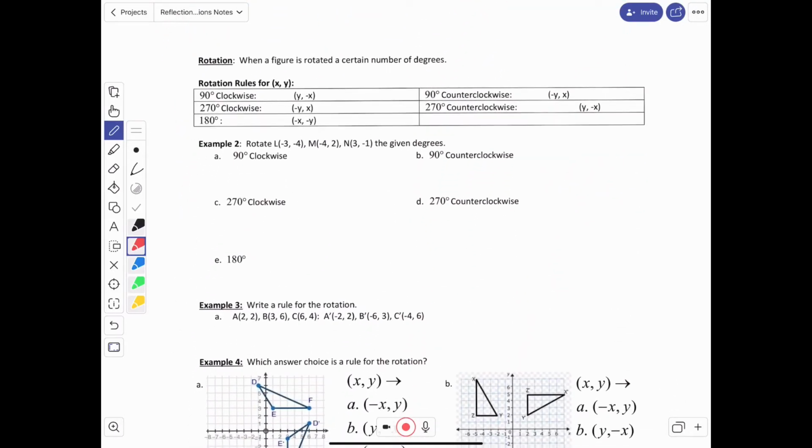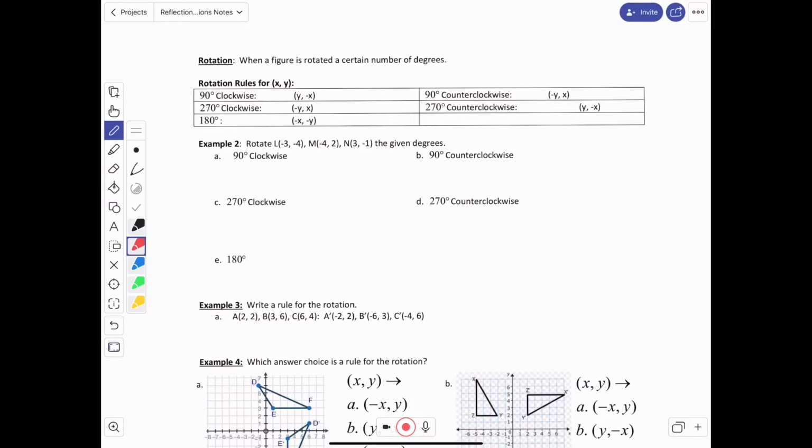Okay, so rotations. We have rules for our rotations, and these are the rules for rotations. You need to memorize these. So for 90 degrees clockwise, you switch X and Y, and you give the opposite sign to X. So if X is originally positive, you make it negative. If it's negative, you make it positive. If it's 90 degrees counterclockwise, you switch them, but then you make the sign for Y the opposite. So if Y is originally positive, you make it negative, and if it's originally negative, you make it positive.